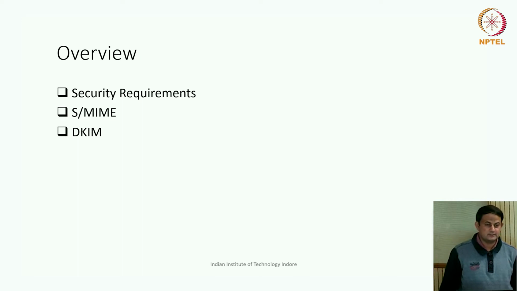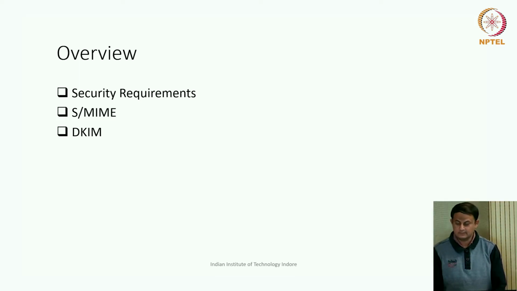So we'll understand what the security requirements of an email system are, in particular email communication, and a couple of security methods which provide security to email communication. That's called MIME, and the second one is DKIM. So that is the goal for today's lecture.